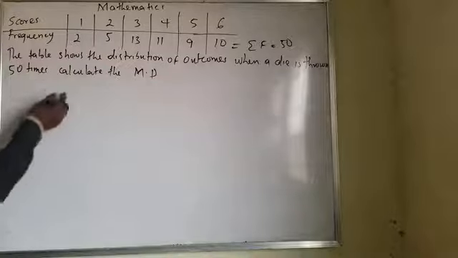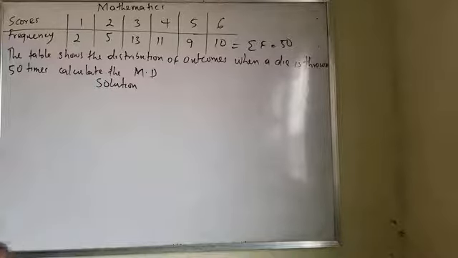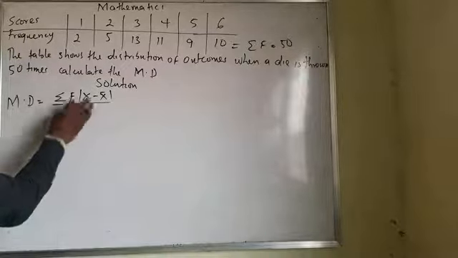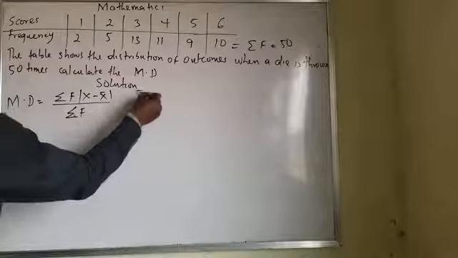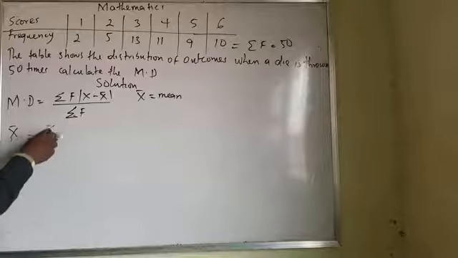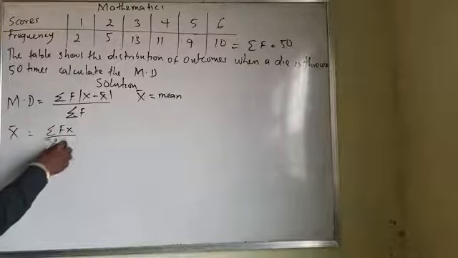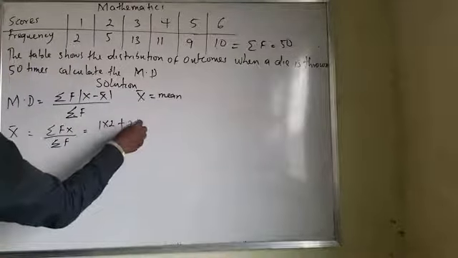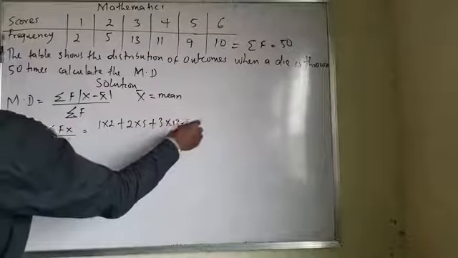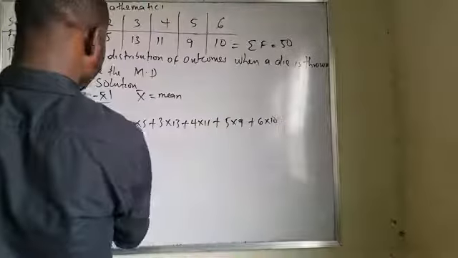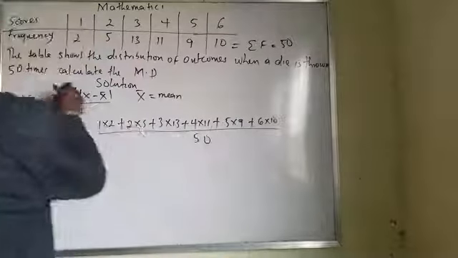Solution to this problem is very, very simple. Don't forget what I stated earlier: my mean deviation will be equal to the summation of f times the absolute value of x minus x bar, divided by the summation of f, where x bar equals the mean. Take note of that. Now, how do I get my mean? My x bar will be equal to the summation of f x divided by the summation of f. That is 1 times 2 plus 2 times 5 plus 3 times 13 plus 4 times 11 plus 5 times 9 plus 6 times 10, divided by the frequency total, which is 50, as stated, that the die was thrown 50 times.